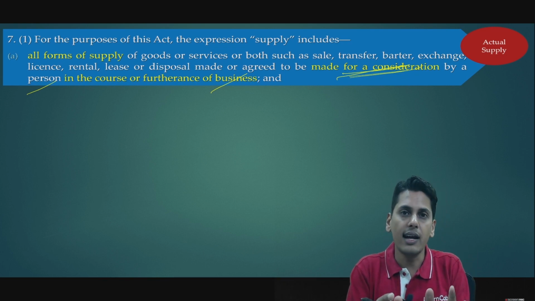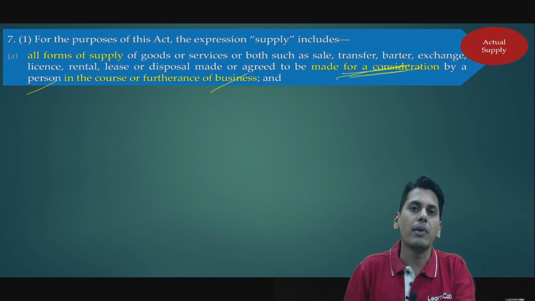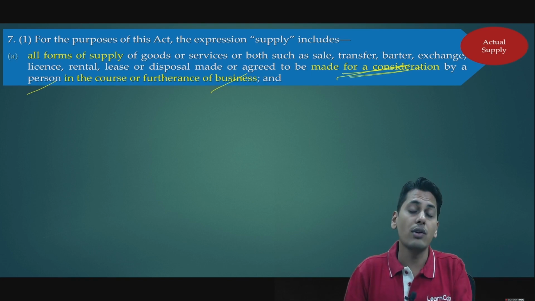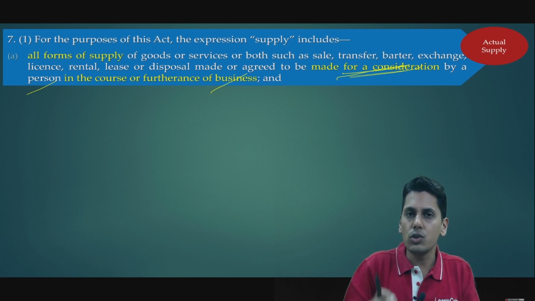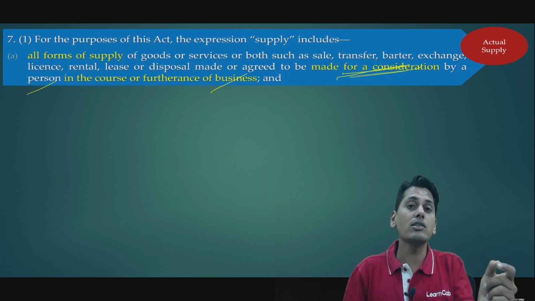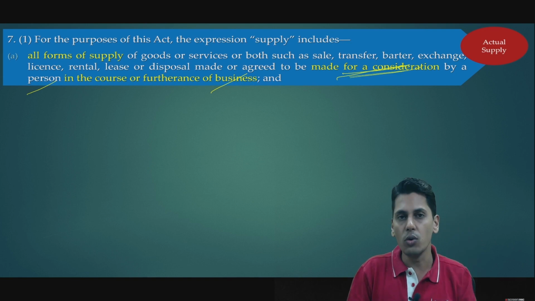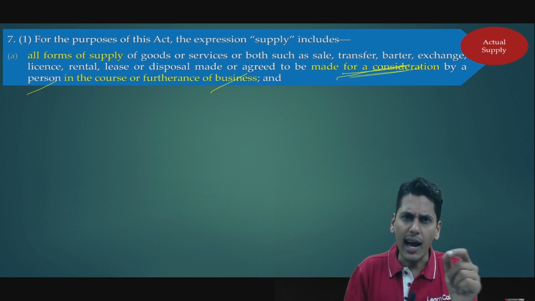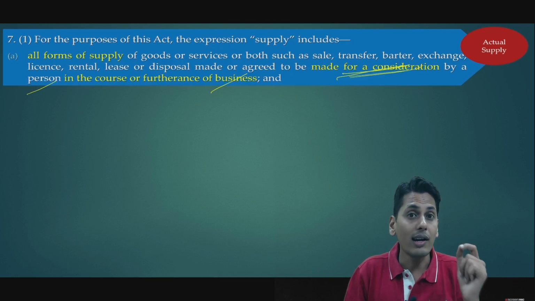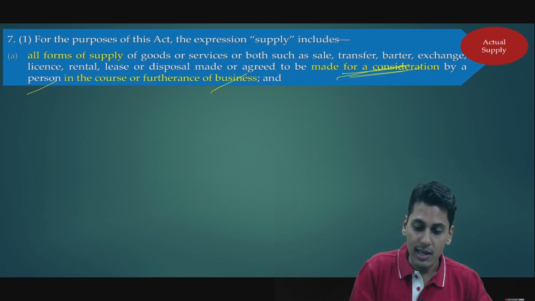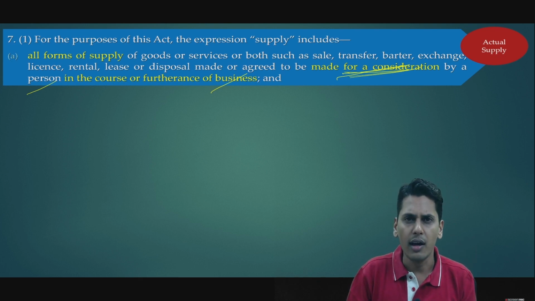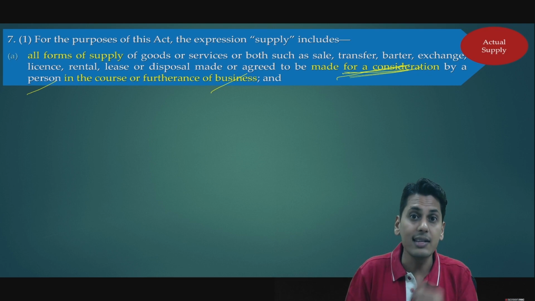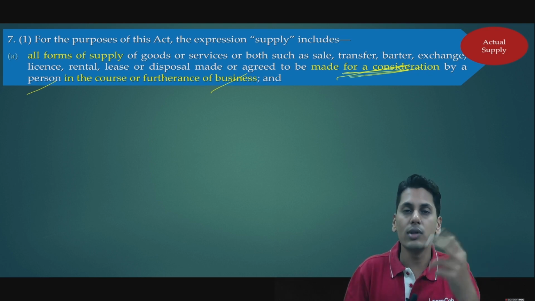Friends, please understand, a supply could be a deemed supply. Let's suppose there is a case of branch transfer, where one branch is transferring goods to another branch. It is a deemed supply because of a specific entry in Schedule 1. If that specific entry was not there in Schedule 1, that branch transfer would not have been taxed under GST because there is no consideration involved. Even if one branch is paying to another branch, it cannot be called a consideration because one person cannot pay to his own self.